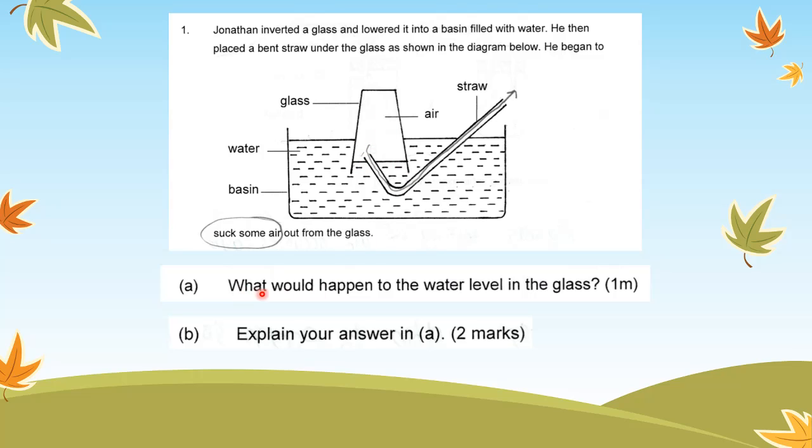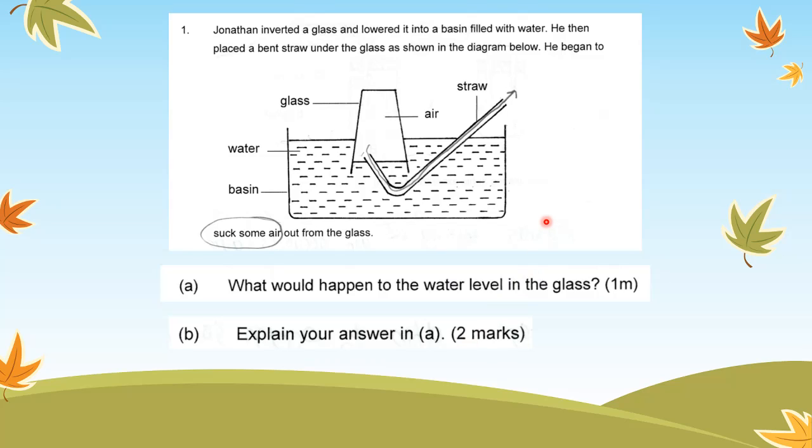So for A, what will happen to the water level in the glass? The water level in the glass will increase or will rise. I repeat, for part A, the water level in the glass will increase. Now for part B, 2 marks, explain your answer in A.